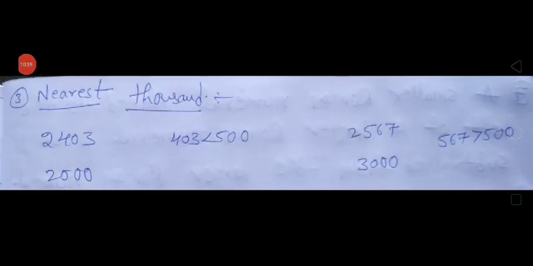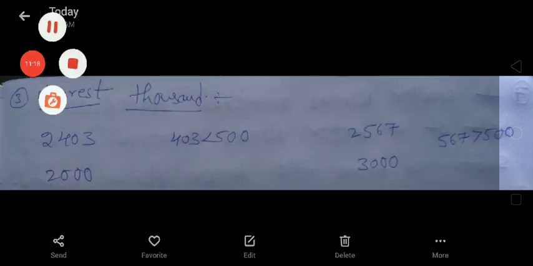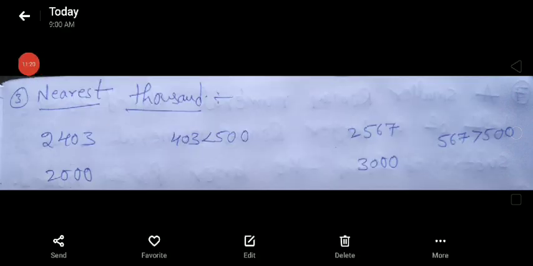Nearest thousands. Here also we have to consider the last three digits up to the hundreds place. Ones, tens, hundreds. These three digits we have to consider. If the number formed with these three digits is less than 500, you round that three-digit number to 000 and the remaining digits stay as they are. If that three-digit number is more than 500, you round those three digits to 000 and the fourth digit, that means the thousands digit, you have to increase by 1.